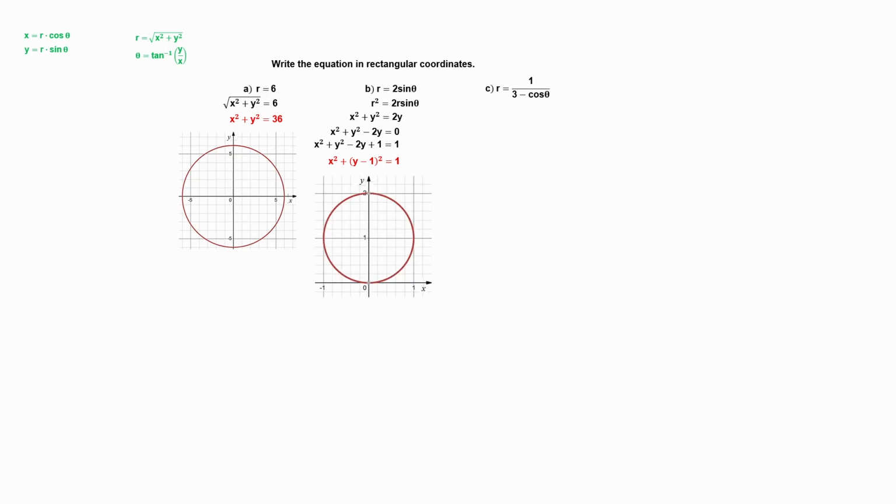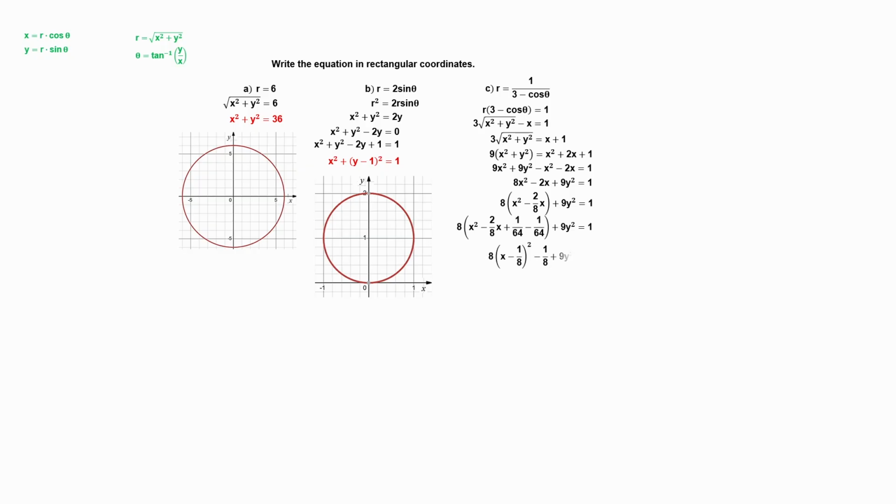To solve part C, we begin by multiplying both sides of the equation by 3 minus cosine of theta, and making the appropriate substitutions to arrive at the expression. By moving x, squaring, and simplifying, we obtain the expression. After further algebraic manipulation, we arrive at the equation of the ellipse.